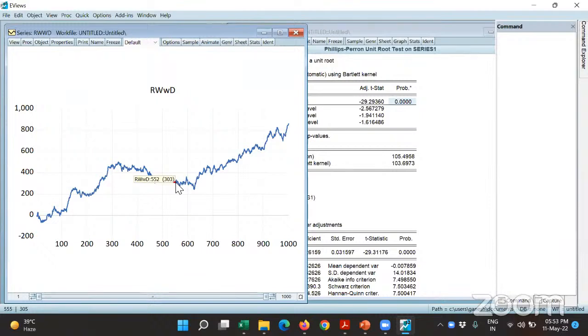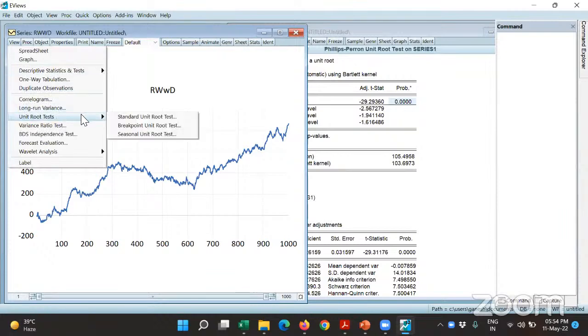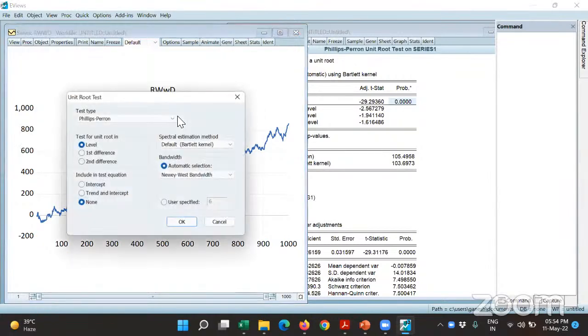You should recognize this aspect in your testing procedure as well. So you go to View, go to Unit Root Test, Standard Unit Root Tests, and you should opt for trend and intercept, recognizing the fact that this series happens to exhibit some sort of deterministic trend behavior. So I went for the Phillips-Perron trend and intercept and pressed OK.